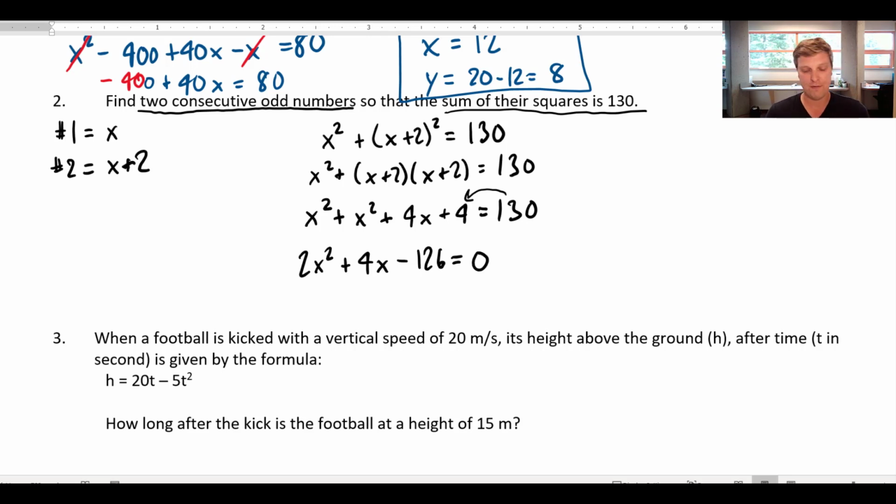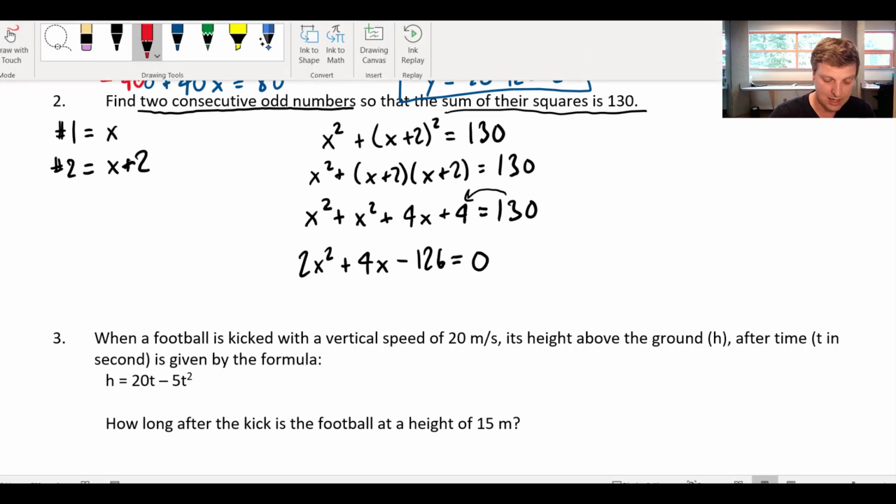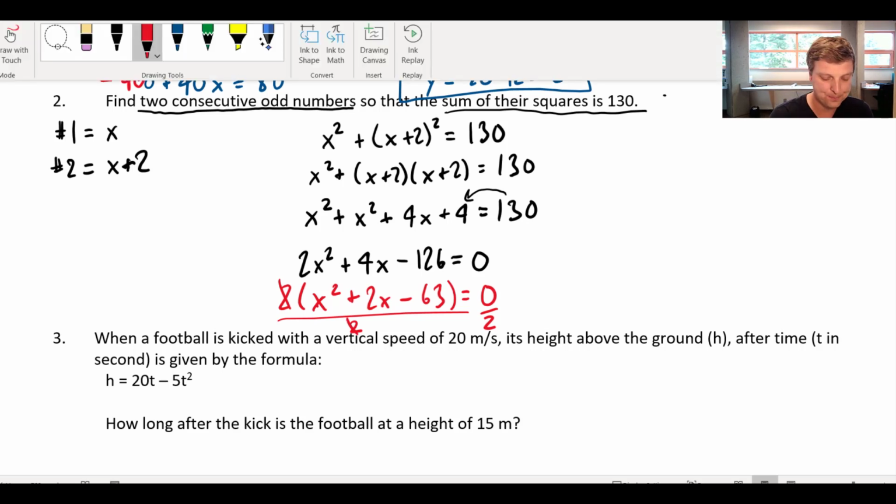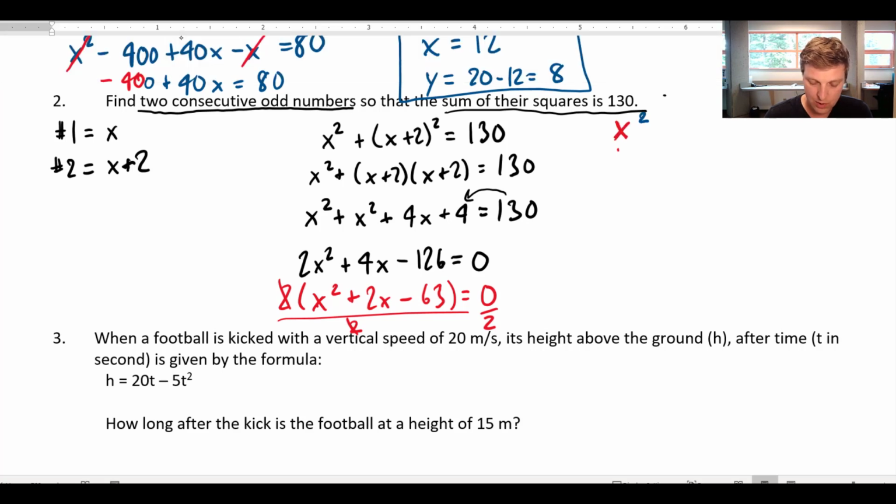And that's something that I could factor, hopefully, and then start to solve. Before I do factor, I just noticed here that I can take out a factor of 2. So 2 times x squared plus 2x minus 126 divided by 2 would be 63, and that's going to equal 0. And then I can just divide by 2. And now that's just gone. It's out of my hair. Don't have to worry about it. Okay, so where am I at? I've got x squared plus 2x minus 63 equals 0.